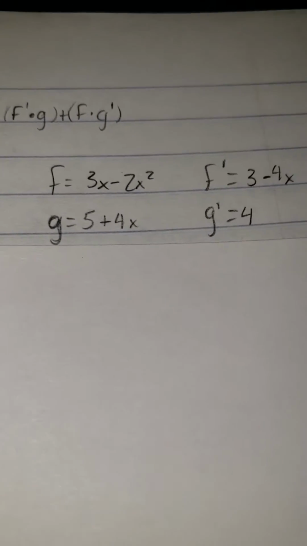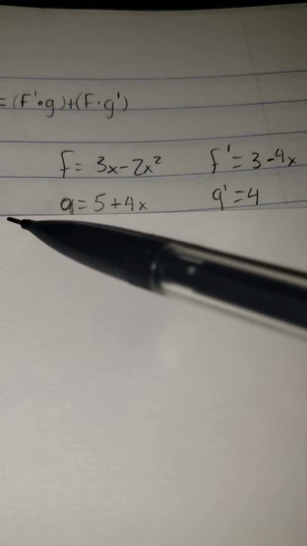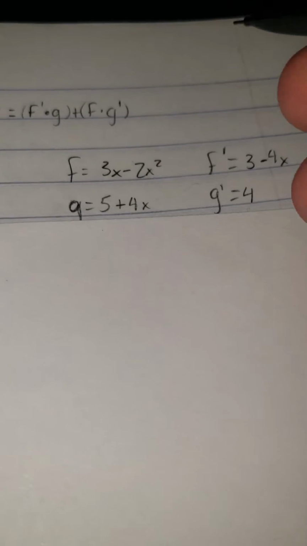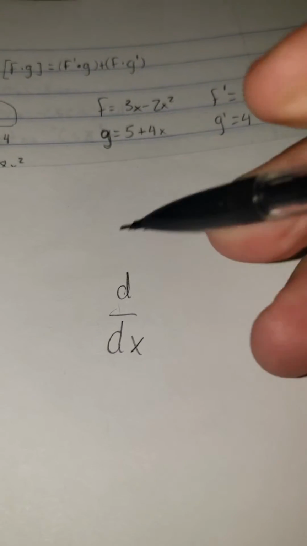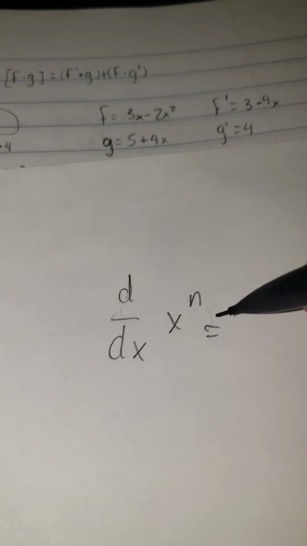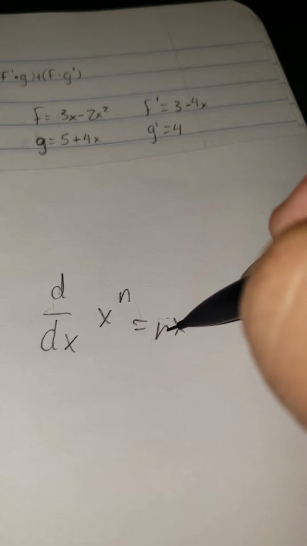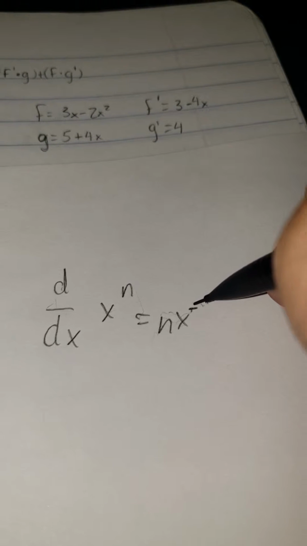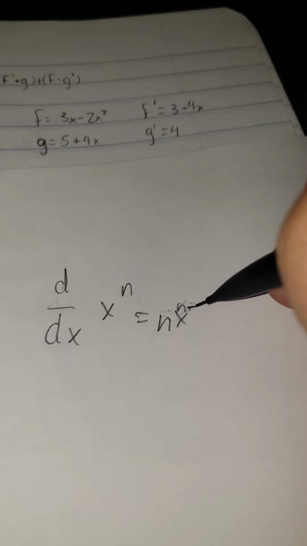So in this case, the original f is the one I showed earlier, and g is the same as well. The power rule, very quickly, is defined, using similar terms, as d over dx of x to the power of n is equal to n times x to the power of n minus 1.